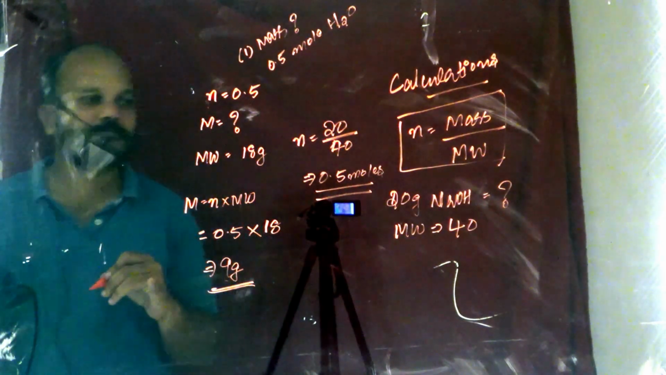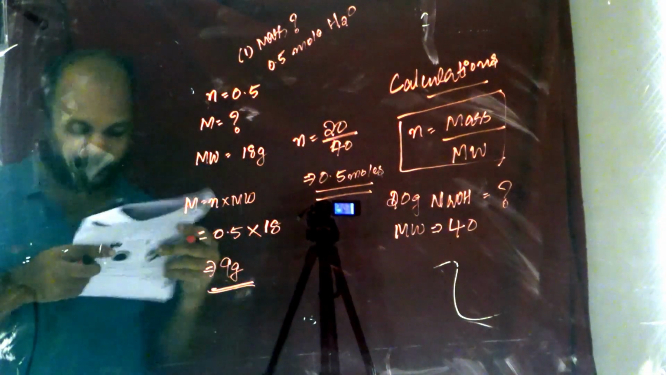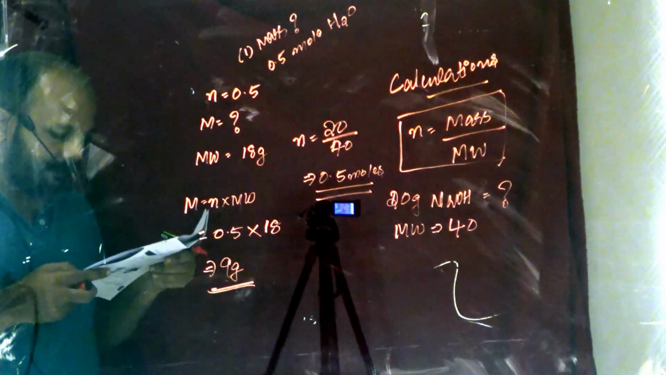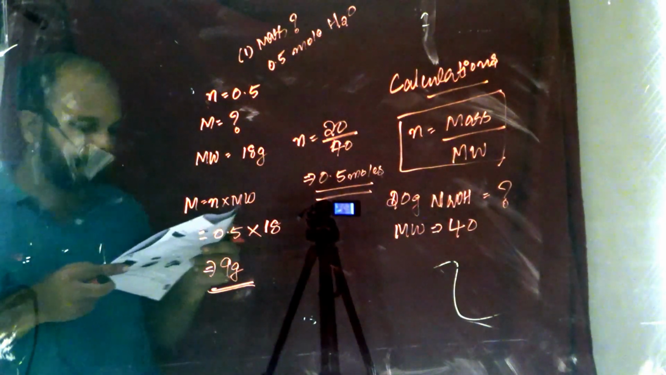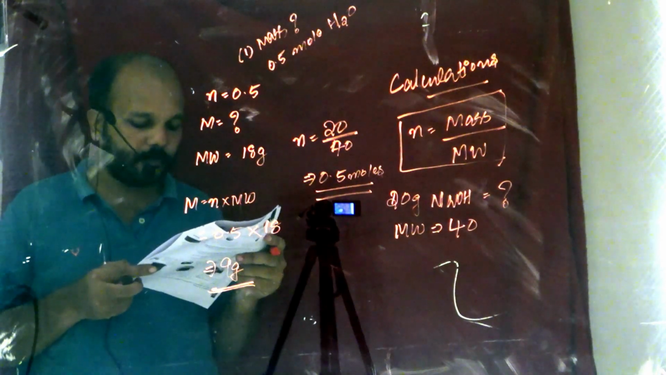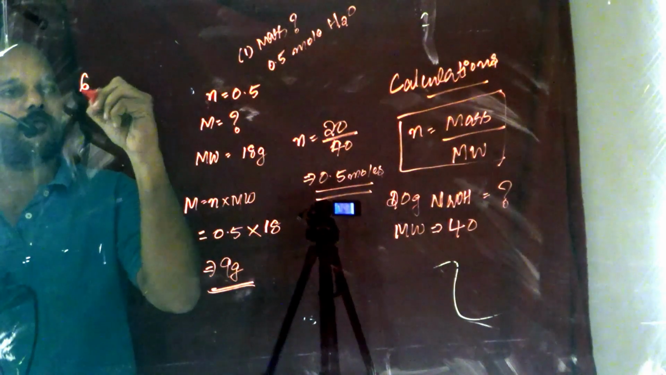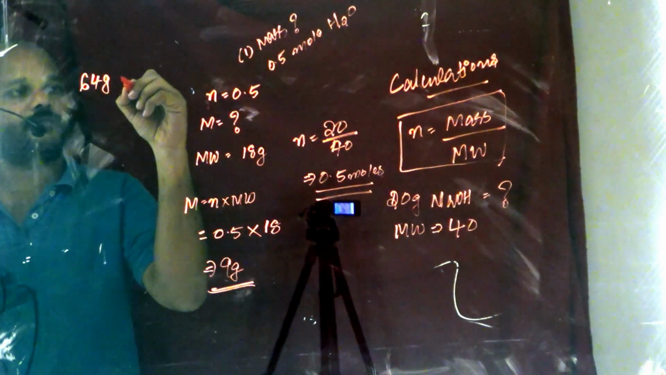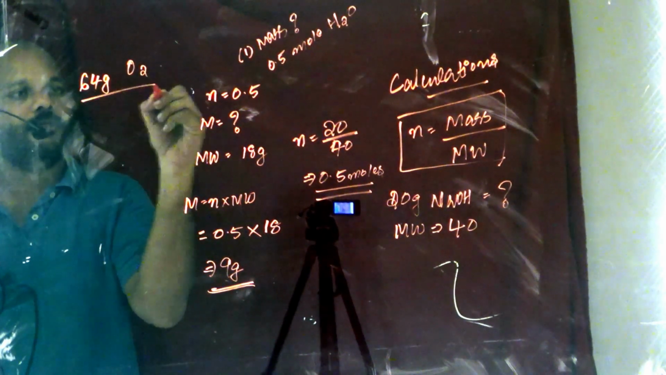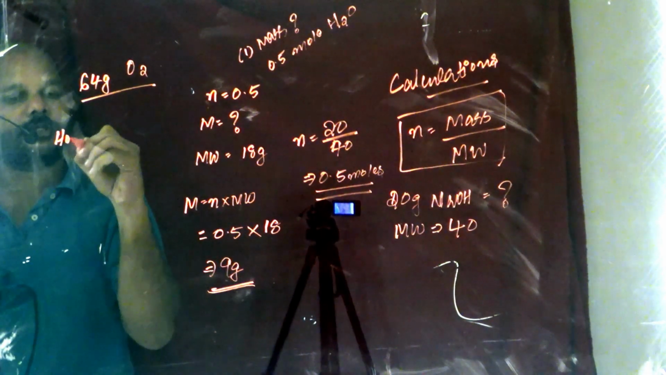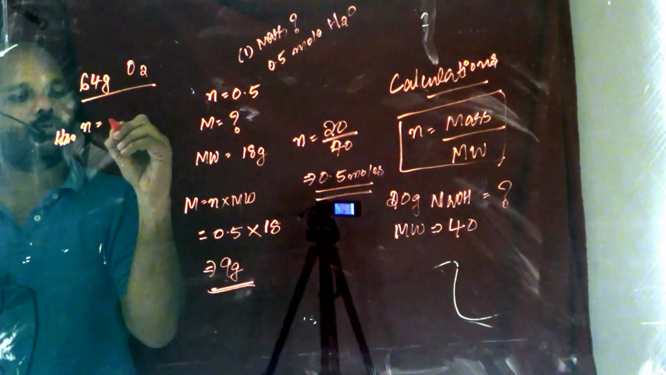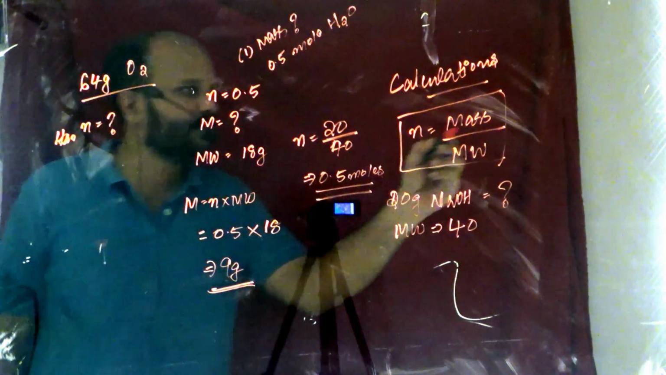Next one is another question from your book itself. How many moles of oxygen molecules are in 64 gram of oxygen? They have given you 64 gram of oxygen molecule. How many moles are in it? So they want you to know how many moles. Please remember this one.